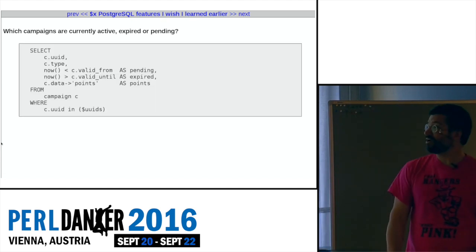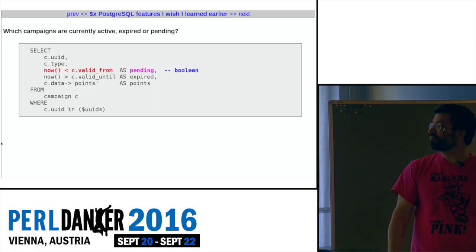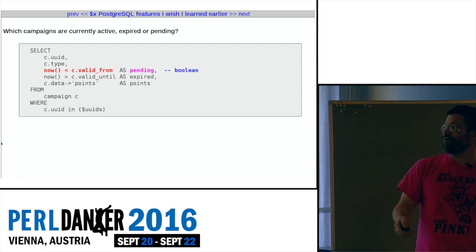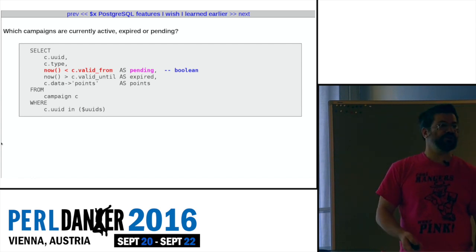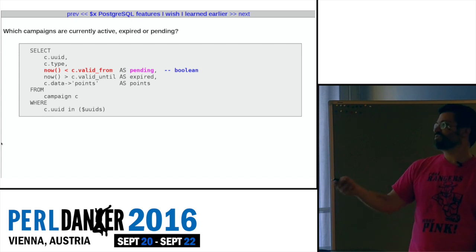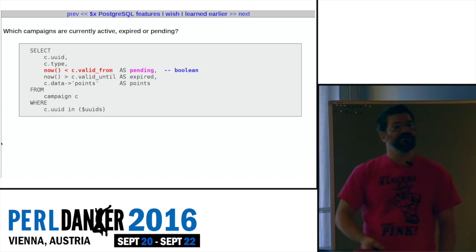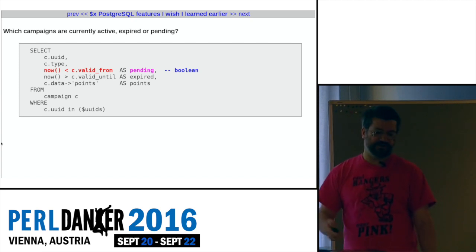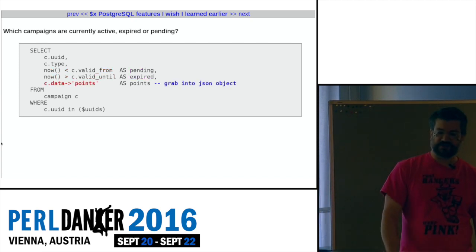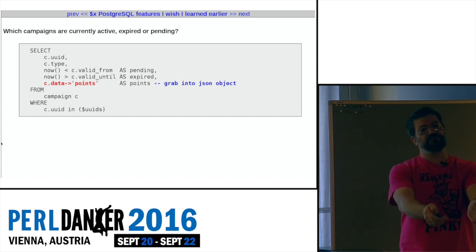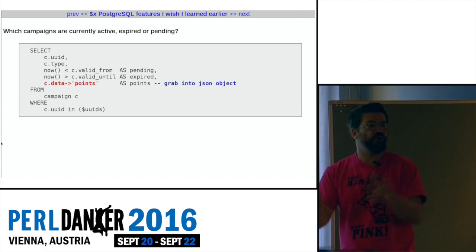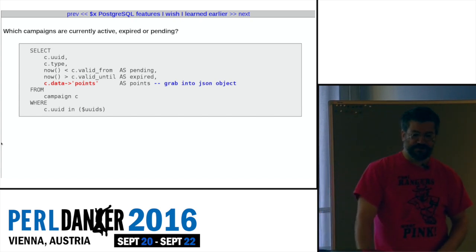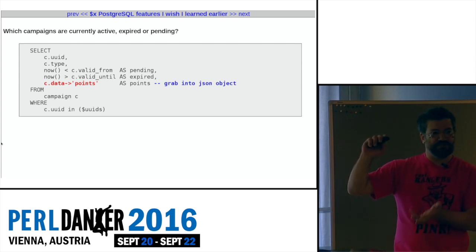Looks like that. Uses this trick where I do a select. So if now is smaller than valid from, that returns a boolean, and I give the name as it's pending. So I just get back a true or false value named pending, and the same for expired. And then I use again this JSON feature to grab into this data structure to get out the points, whatever that is. So that's like the base query.